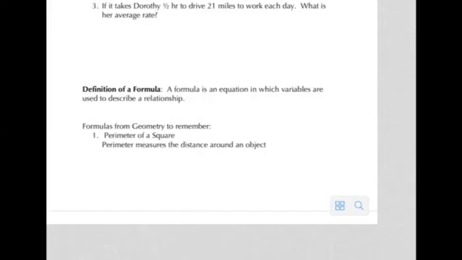So, defining a formula. A formula is an equation in which variables are used to describe a relationship, and it's a relationship that is always true. For example, there is a relationship that relates any Fahrenheit temperature to any Celsius temperature. There is a formula that relates the area of a rectangle to the base and the height of the rectangle. The formula is always true. The numbers can vary, but the relationship between all the letters is always the same.